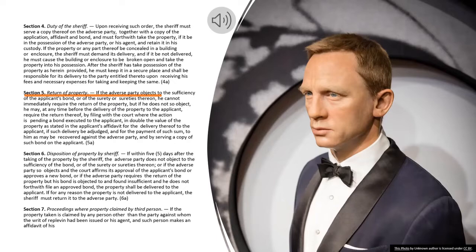If for any reason the property is not delivered to the applicant, the sheriff must return it to the adverse party. 6a. Section 7. Proceedings where property claimed by third person.